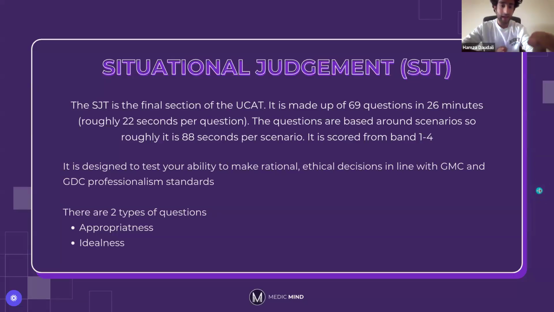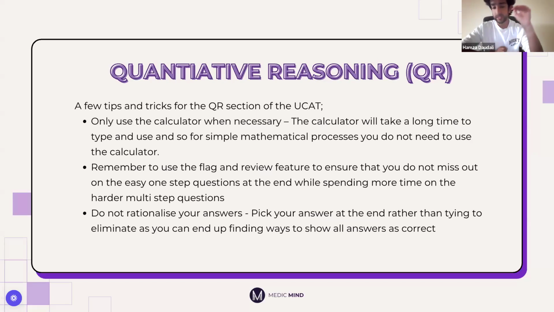And again, as is the case for every section, but especially quantitative and VR, use the flag and review function to ensure you don't miss out. The UCAT isn't like your A-level papers in the sense that your questions aren't staggered in difficulty. I also tutor A-levels, and I know that in A-level papers, your harder questions are at the back of the paper and your easier questions are theoretically at the front. But in the UCAT, it's not that. In the UCAT, the difficult and easy questions are intermixed or interspersed.